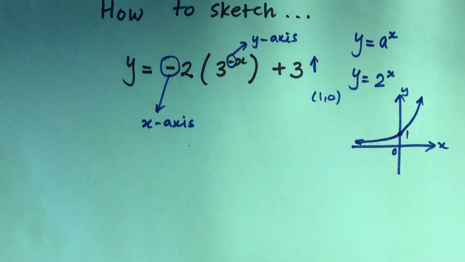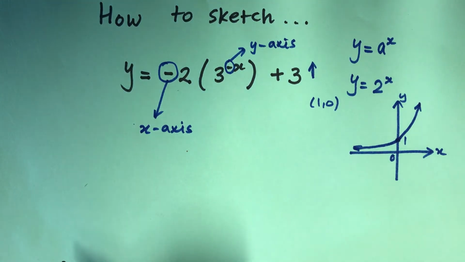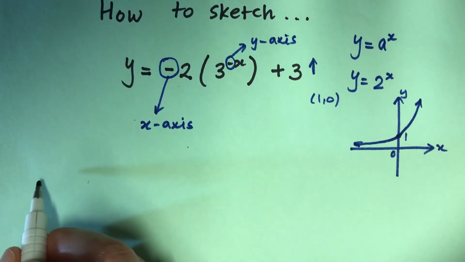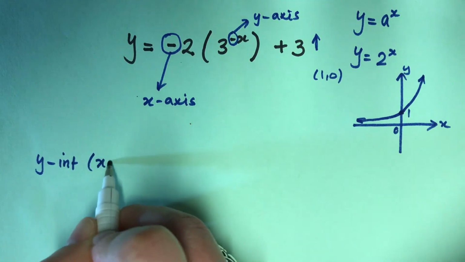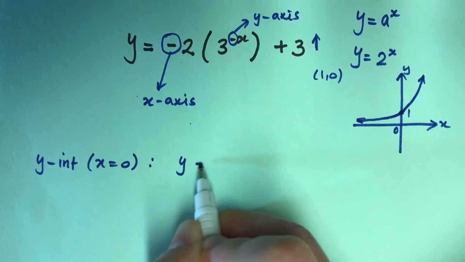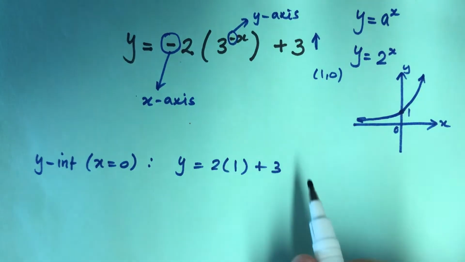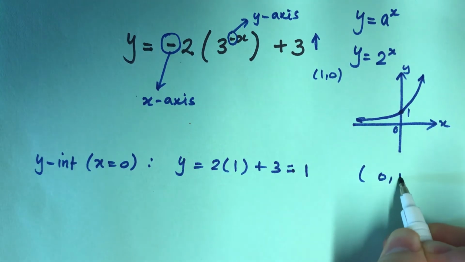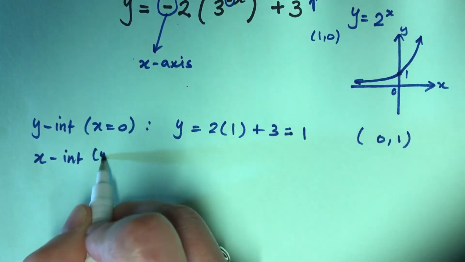So in that sense, there's a couple of ways of doing this. I'm just going to show you the first one, which normally we'll do. Let's do the y-intercept when x equals 0, yeah? So y equals minus 2 times 1 plus 3, because that whole power thing is going to be 1. So it'll be (0, 1). Okay, and then the x-intercept when y equals 0.